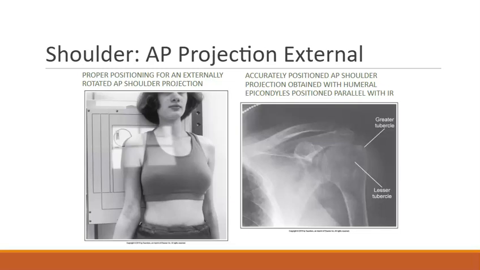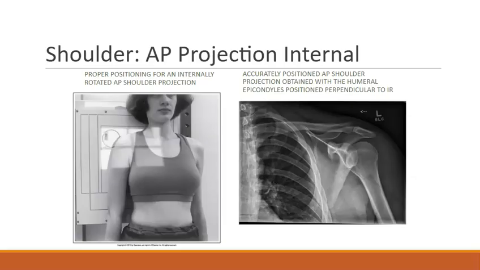In an AP projection of the shoulder with external humeral rotation, the greater tubercle is seen in profile laterally, and the humeral head is in profile medially. When performing this projection, you will always want to label the projection with an annotation for external projection.